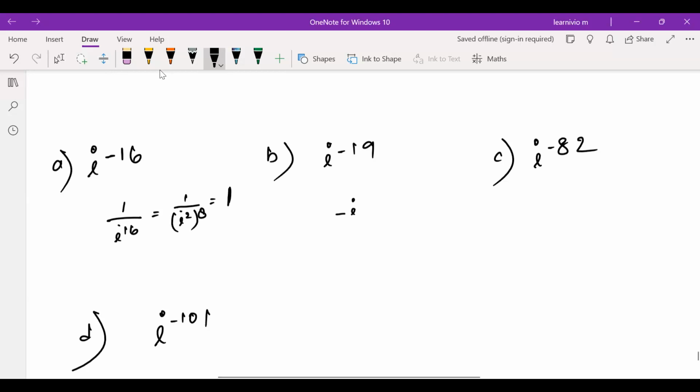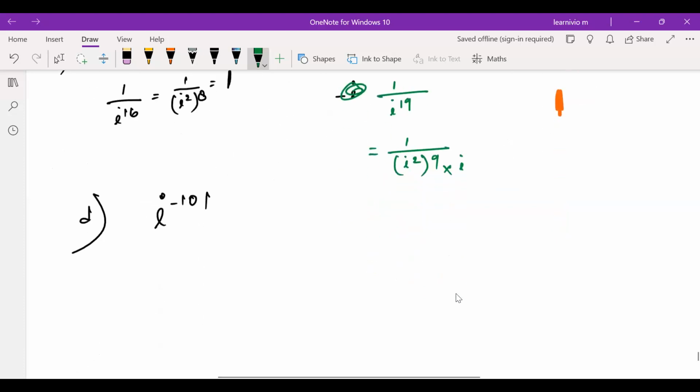Right? Yes. That means even if the power is even, eventually we understand we'll be getting 1. If the power is odd, then we will be getting minus I. Maybe. We have to check it. Let's check it. I to the power minus 19 can be written as 1 by I to the power 19, which can be written as 1 by I square to the power, I square to the power what? 9, 2 times 18 into I. Yes or no? Yes. That means we are getting minus I in the denominator.